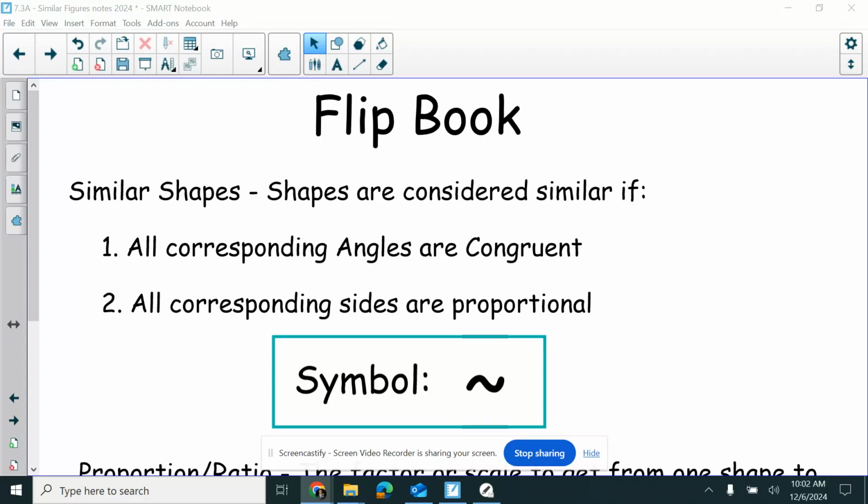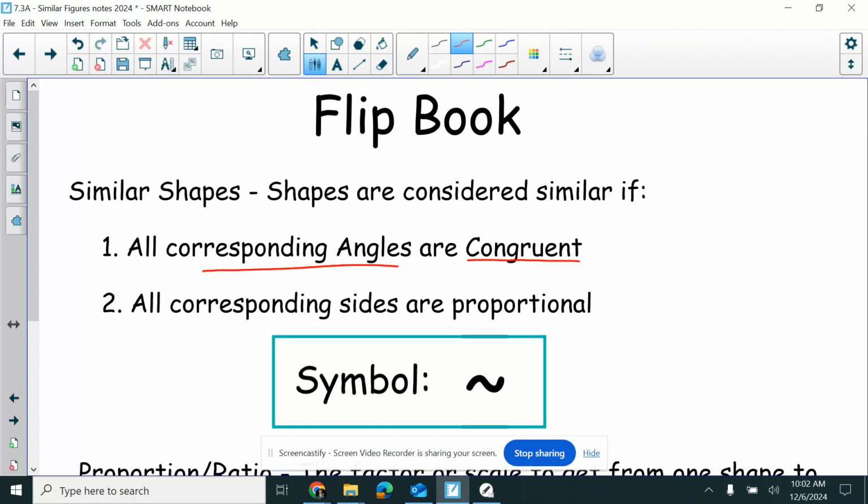That's right. Today we're going to talk about similar figures and how to tell if two shapes are similar. What we have to know is that shapes are similar if all corresponding angles are congruent. So all of the matching angles have to be the same. Then all corresponding sides, all the matching sides, have to be proportional. Proportional means that they have the same scale factor.